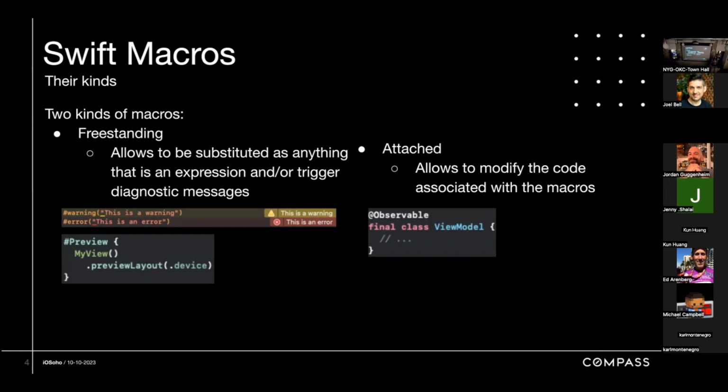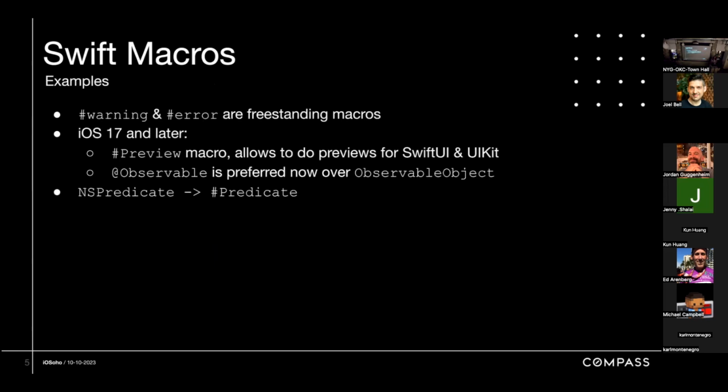Think of observable. So coming back to this, warning and error are now actually macros. They used to be just compiler directives. And you also have the preview and observable. And one that I wanted to explain a little bit more was a predicate.